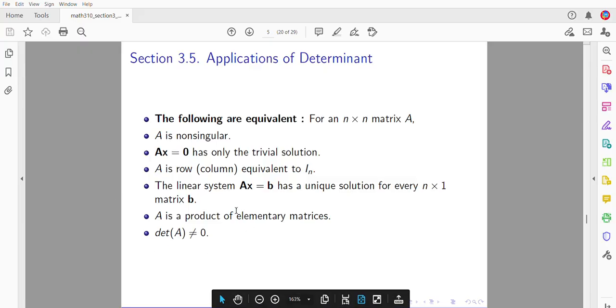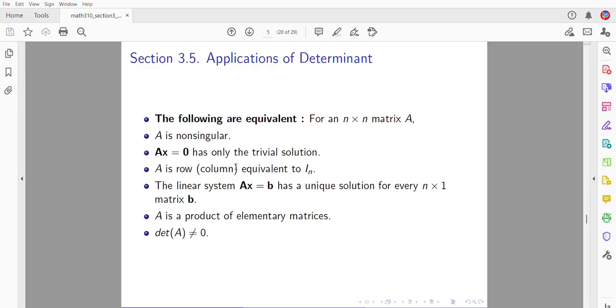The following are equivalent. Write these statements down. These are only 6 statements. Every one of them is equivalent to the other. That means you can say A is non-singular. Oh, determinant has to be non-zero. Or, oh, A has to be equivalent to I_n, row equivalent.